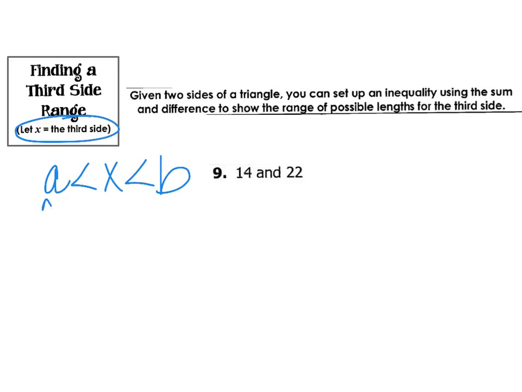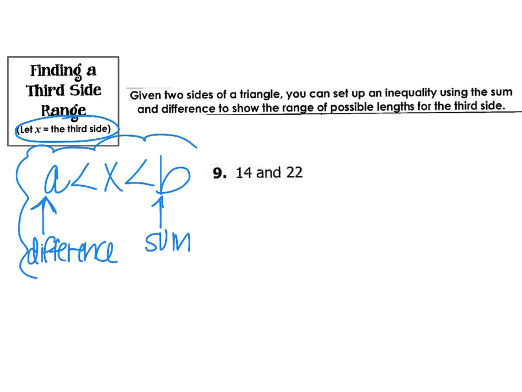And we're going to say that A is going to be the difference of the two numbers. And B is going to be the sum of the two numbers. If we use this inequality, we can find a range for the possible lengths of the third side. So the first thing we want to do is find the difference of our two numbers.